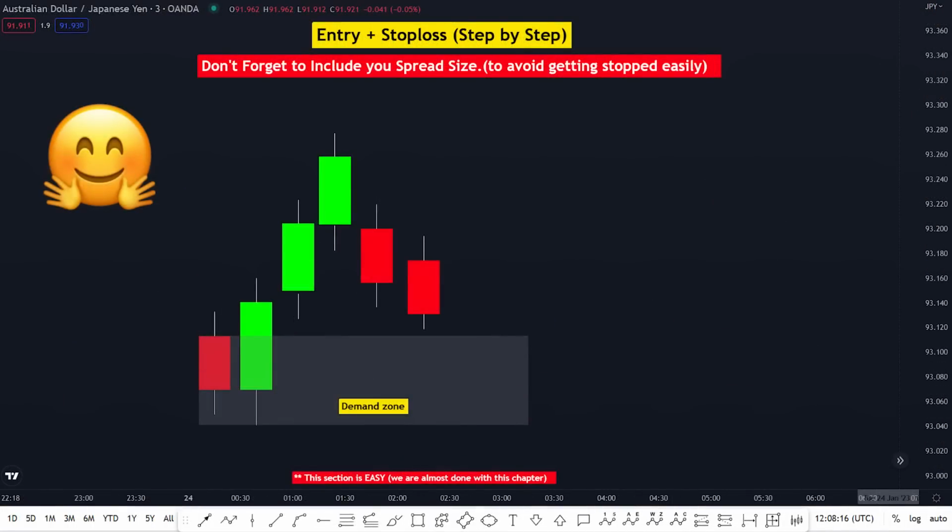Let's do a proper entry and stop loss with all the rules so that you can understand even further. Here we can see a setup. But let's say we want to write all the rules on the chart, we can also do that step by step.